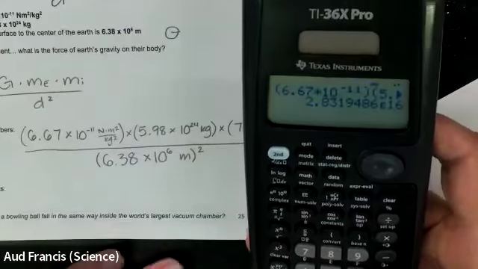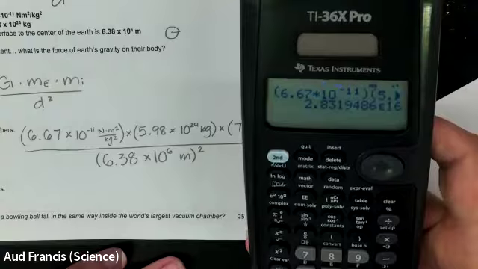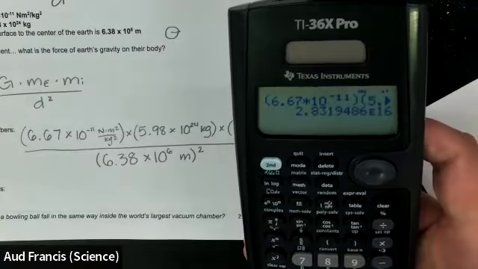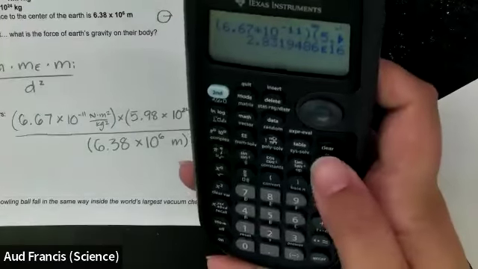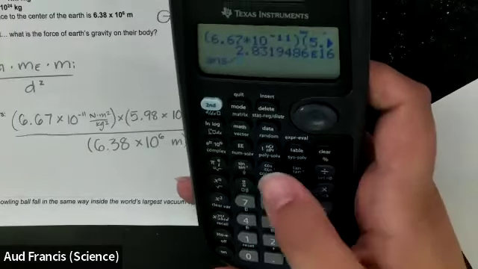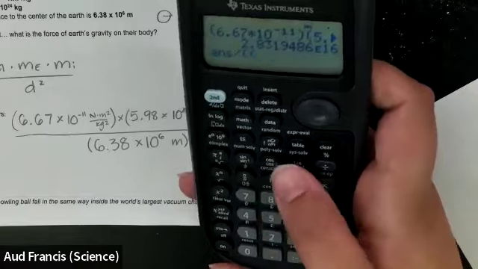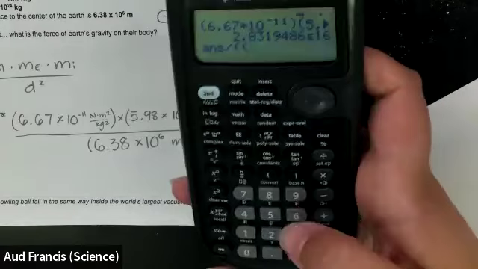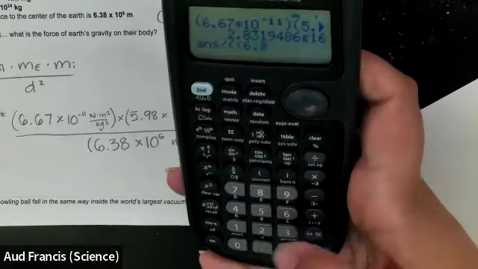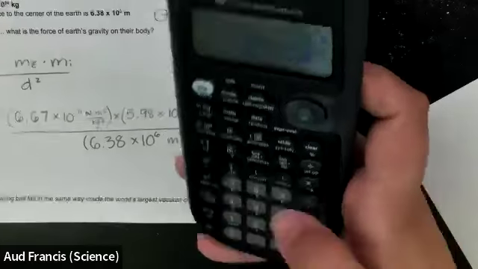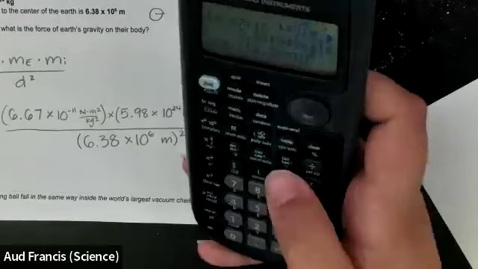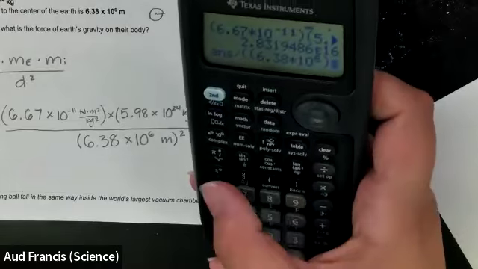So this really big massive number, 2.8319, that E means exponent for 10 to the 16th. So from there, I'm going to divide that number. I'm going to do two sets of parentheses, and you'll see why in just a second. One of them is for my 6.38 times 10 to the 6th. The other one is simply to square that.